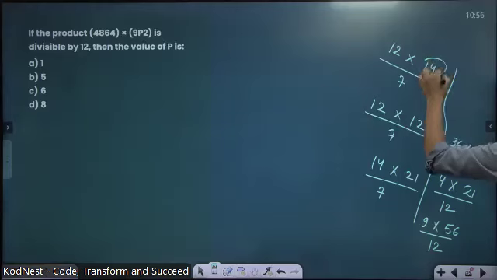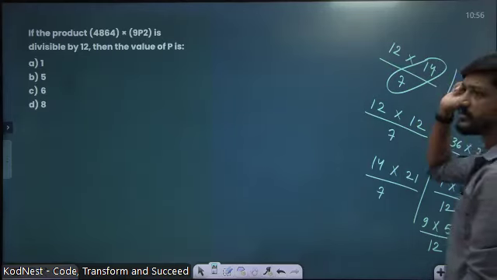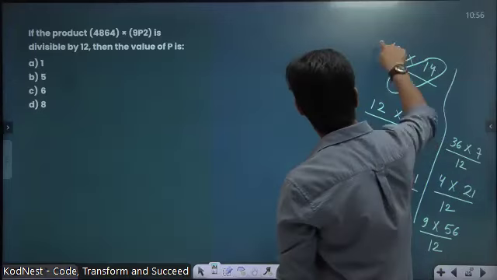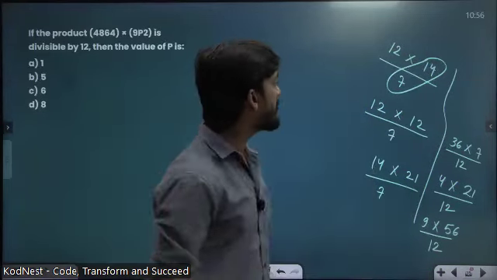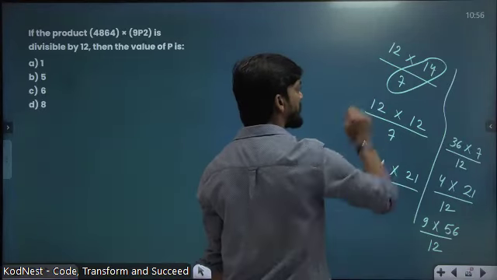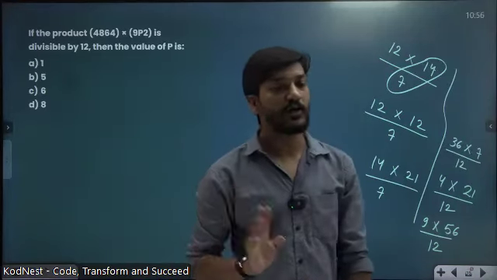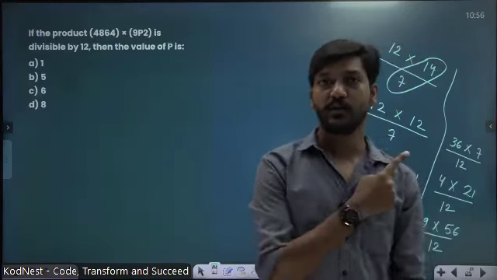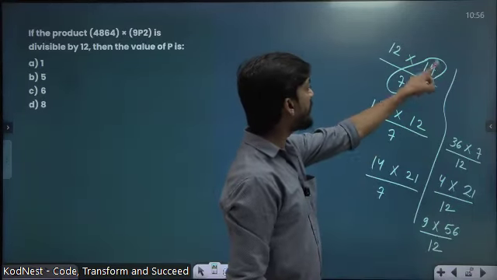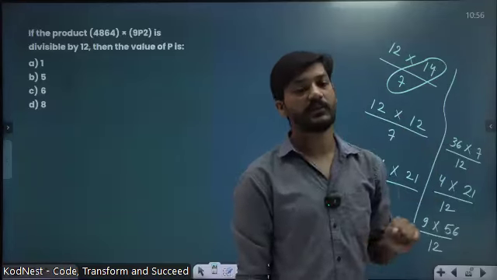If just one number in the product is divisible by 7, will you say the complete number is divisible by 7? Or will you say, sir, 12 is not divisible by 7, so it is not divisible by 7? Will you say like this? What will you say? Divisible or not? 12 into 14, is it divisible by 7? Yes, no?